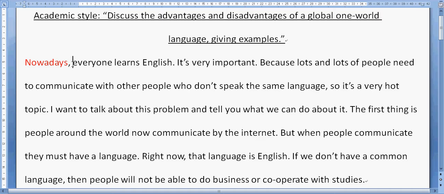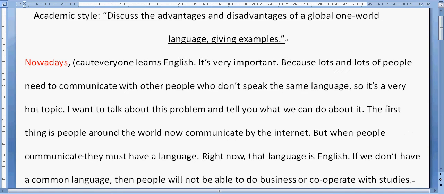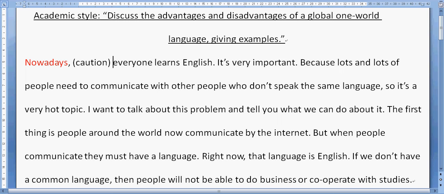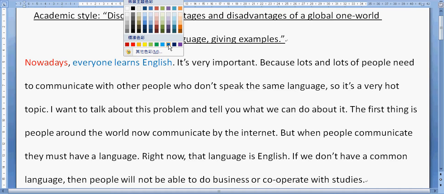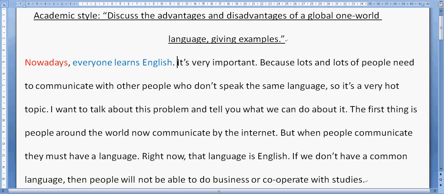So let's continue. Everyone learns English. So this is another small problem. Why is this a problem? Well, actually, we do not know that everyone in the world learns English. There's a lot of people, and I don't think everyone learns English, so we have to use something called caution, which we will look at very soon. So let's put this in a different color. Let's try blue and continue.